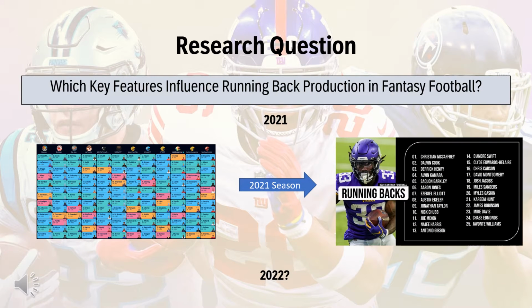The motivation of my analysis can be defined through the following research question. Which key features influence running back production in fantasy football? It is the consensus opinion of the fantasy football community that elite running back production is one of the main requirements for a successful fantasy team. In a standard fantasy league, managers must select at least two backs from their team to insert into their weekly lineup, with potential for a third depending on the league format, via flex.